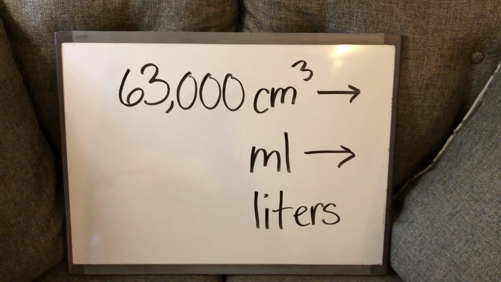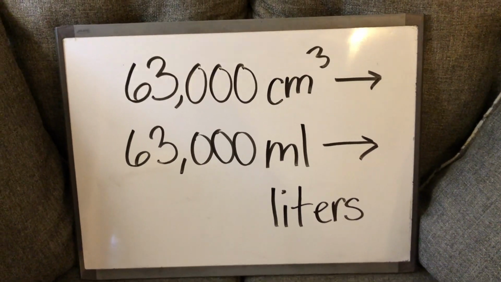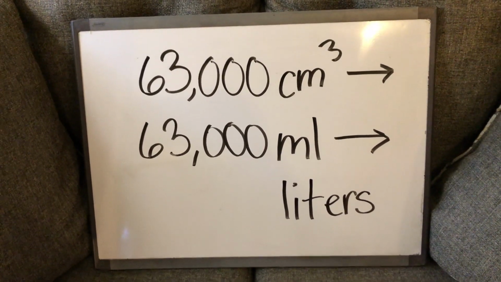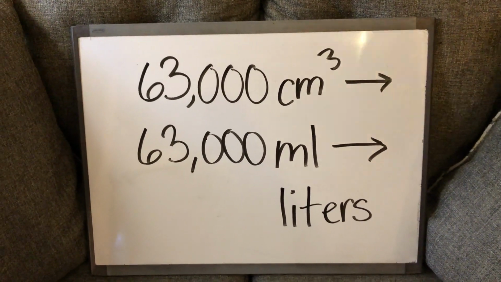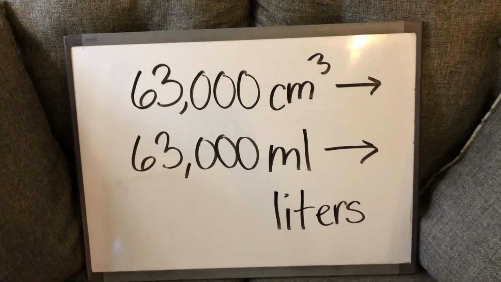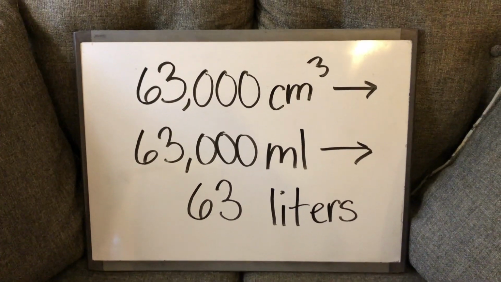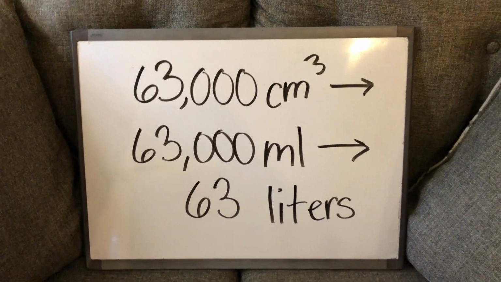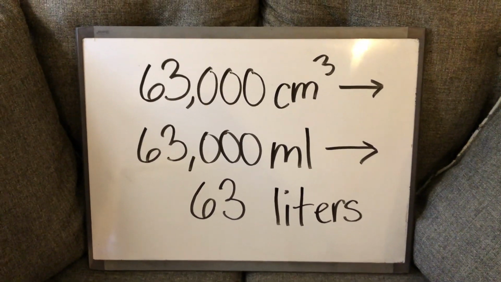How many milliliters is that? Since the volume of a cubic centimeter is the same as the volume of a milliliter, then it's still 63,000 milliliters. How many liters is this? Remember, there are 1,000 milliliters in a liter. It is 63 liters. So if we filled this tank with nothing but water, it should hold 63 liters of water.